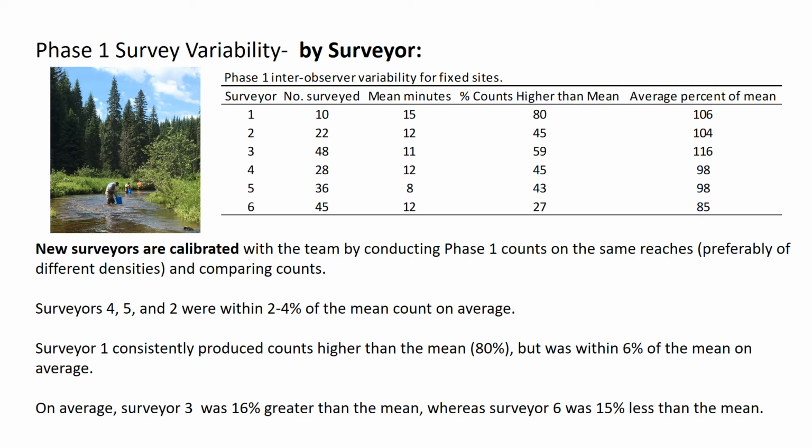Surveyor 3 was 16% greater than the mean, whereas Surveyor 6 was 15% less than the mean. So the counts are kind of bouncing around here, and this is why it's important that new surveyors are calibrated with the team by conducting Phase 1 counts on the same reaches, and preferably you want to use reaches of different densities and then compare your counts.